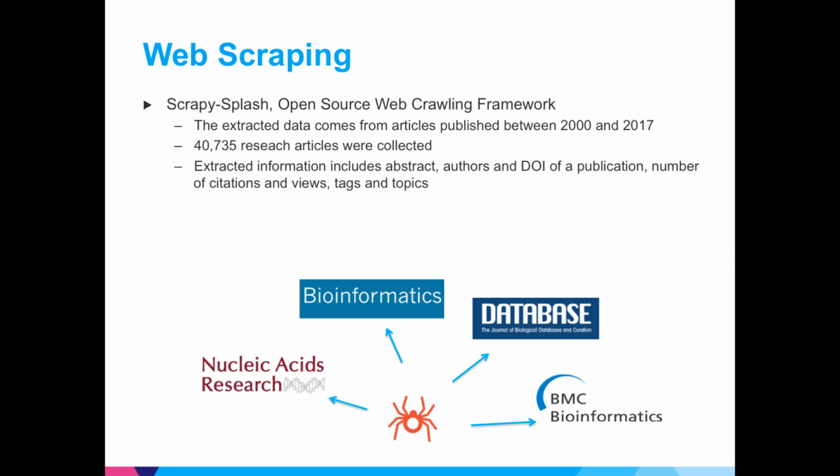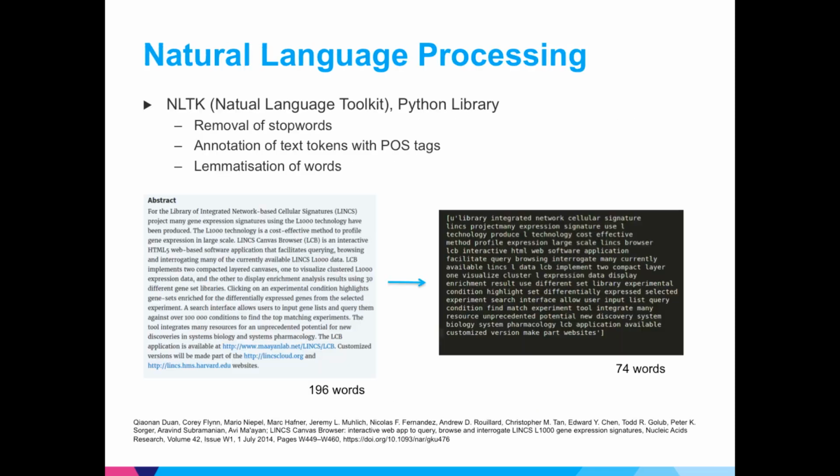The initial step of the project required collecting data from biomedical literature. We decided to first index 4 major bioinformatics journals and gather all the papers published between 2000 and 2017, which in aggregate was over 40,000 articles. The information extracted included the publication's abstract, authors, number of citations, and more.